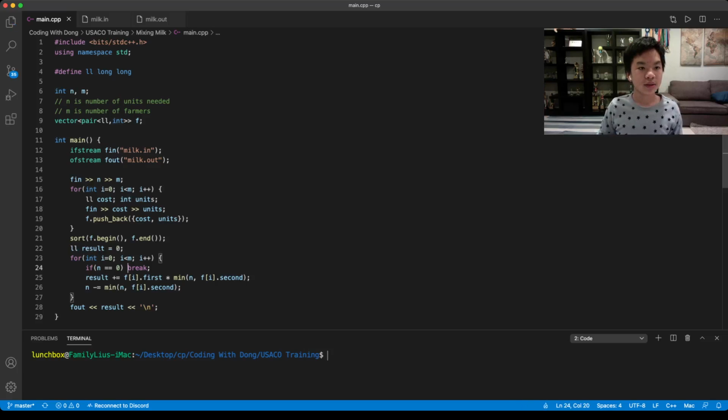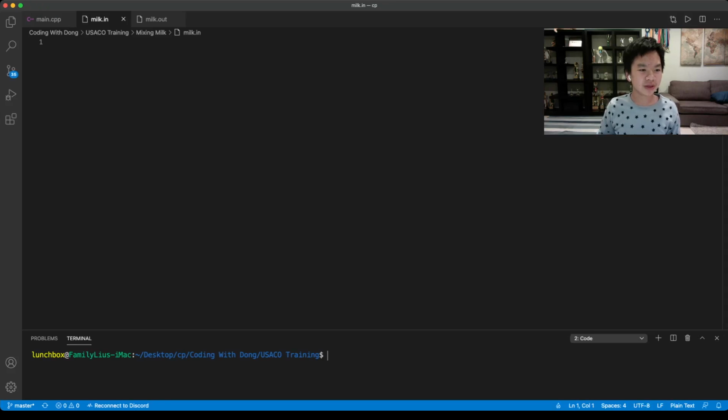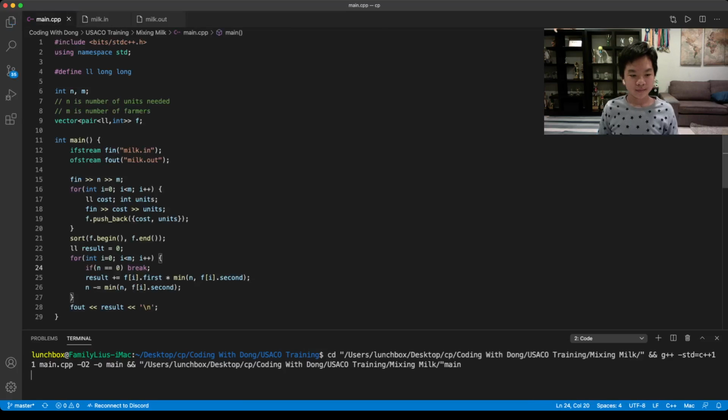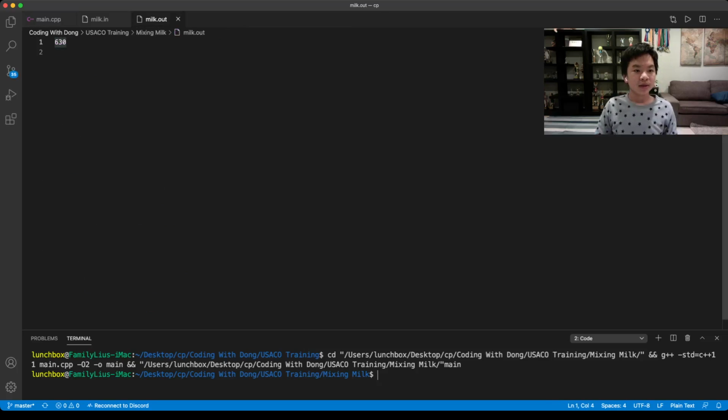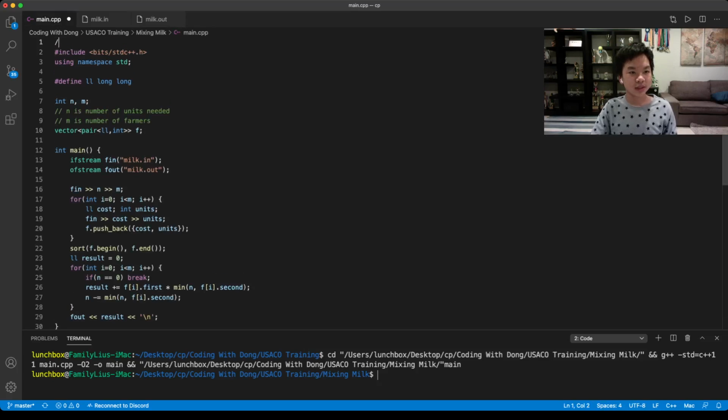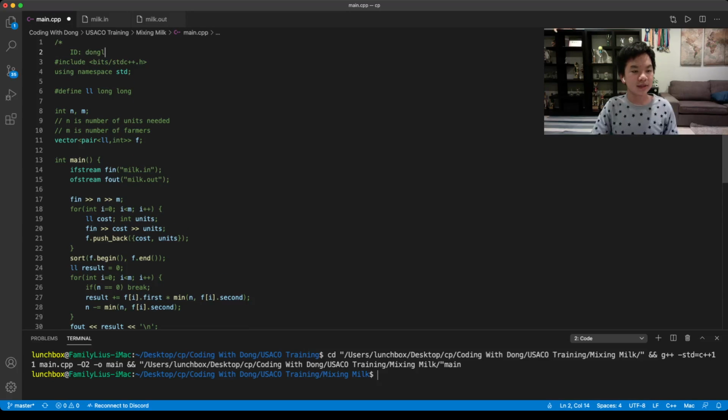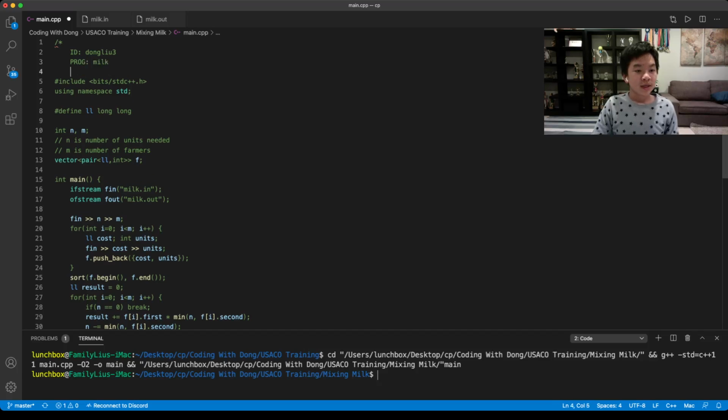Yeah, okay, so for the sample input, we're given this. Okay, let's run it. Okay, so the answer is 630, which is right. So I'm just going to submit it to check some ideas. This problem is milk, and the language I'm using is C++11.